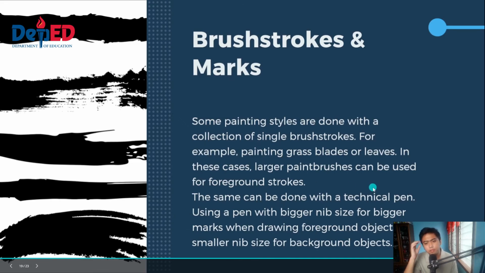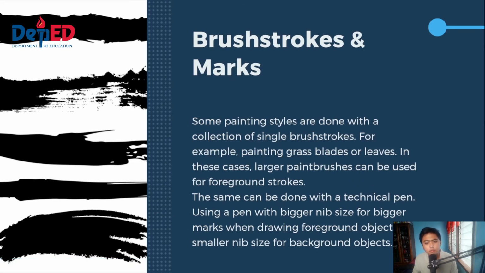Then brushstrokes and marks. It depends on what you're going to use. Larger paint brushes can be used for the foreground, which means it is for the more detailed parts, while the smaller ones would be for the less detailed parts, which are in the background. It can also be used with technical pens. There are different thicknesses for your technical pens.